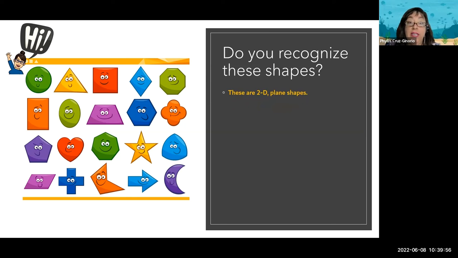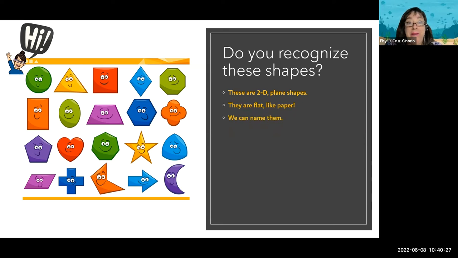These are called 2D plane shapes, not plain like they're not colored on, just plain like one singular plane that they stand on. Now, they're flat, very flat, like a piece of paper. They don't stack and roll. They're not like blocks we can play with. They're just like cutouts from a piece of paper. That's what a 2D, two-dimensional plane shape is. Flat, like a piece of paper.